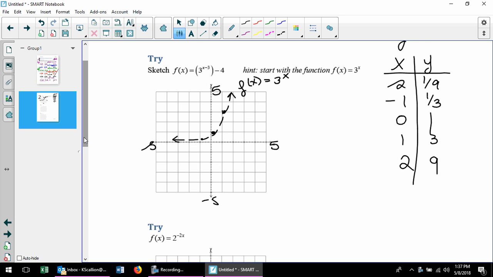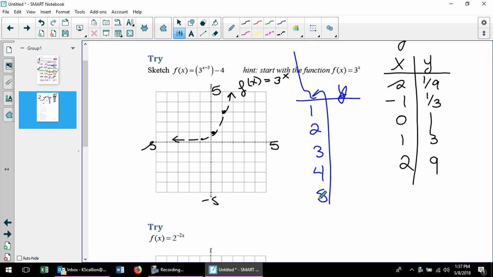Okay, so with this information, I can now do the transformations. So this is telling me that I've got to move 3 to the right and 4 down. If we were going to do a table of values, this is telling you to move 3 to the right. So if I'm at -2 and I move 3 to the right, where am I? -1, add 3 is going to put me at 2. 0 is going to move to 3. 1 is going to move to 4, and 2 is going to move to 5.